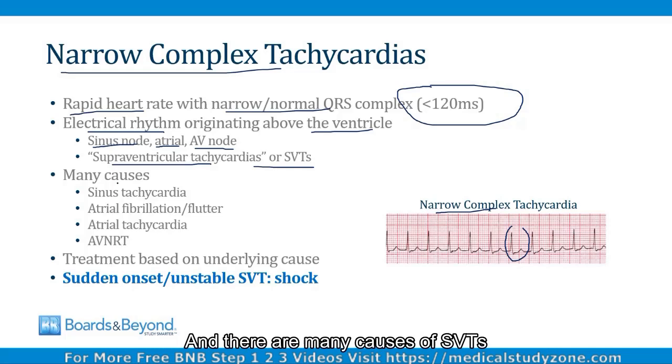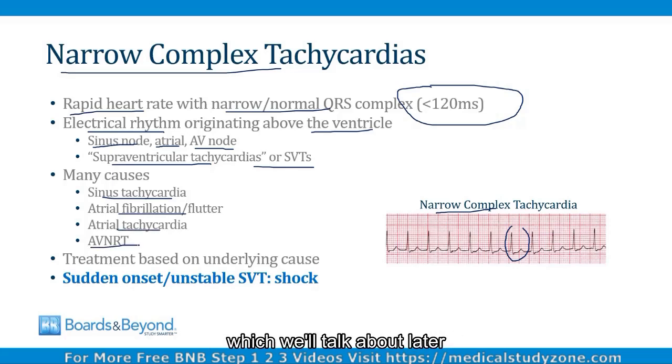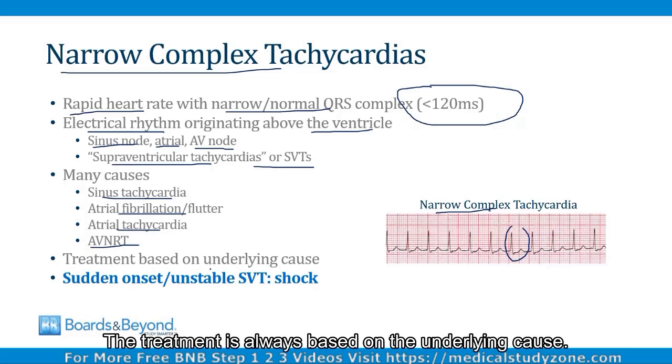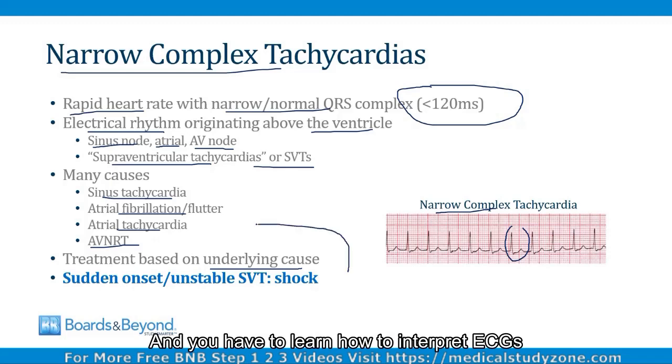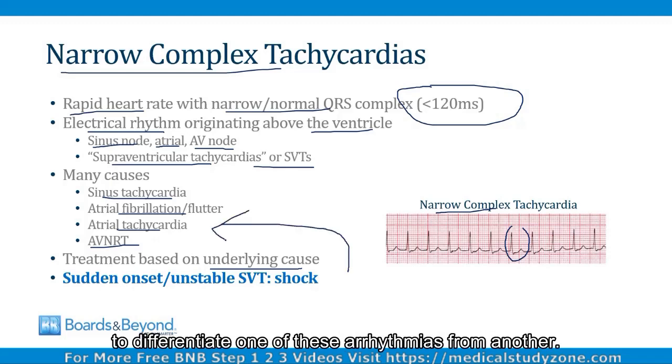And because all narrow complex tachycardias originate above the ventricle, we often call them supraventricular tachycardias or SVTs. And there are many causes of SVTs, things like sinus tachycardia, atrial fibrillation and flutter, atrial tachycardia, and AVNRT, which we'll talk about later, in addition to other arrhythmias. The treatment is always based on the underlying cause, and you have to learn how to interpret ECGs to differentiate one of these arrhythmias from another.